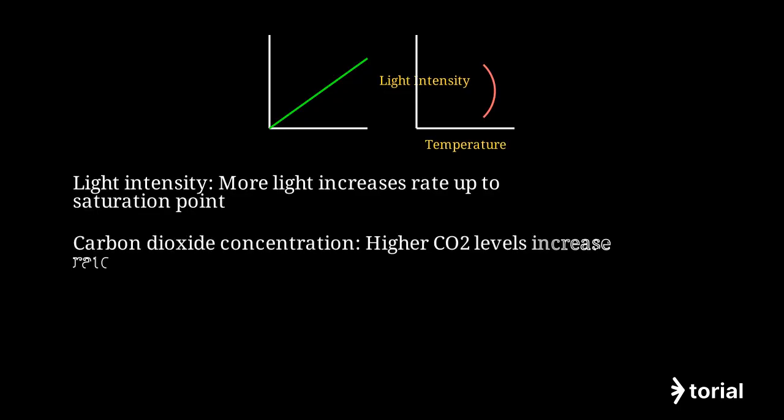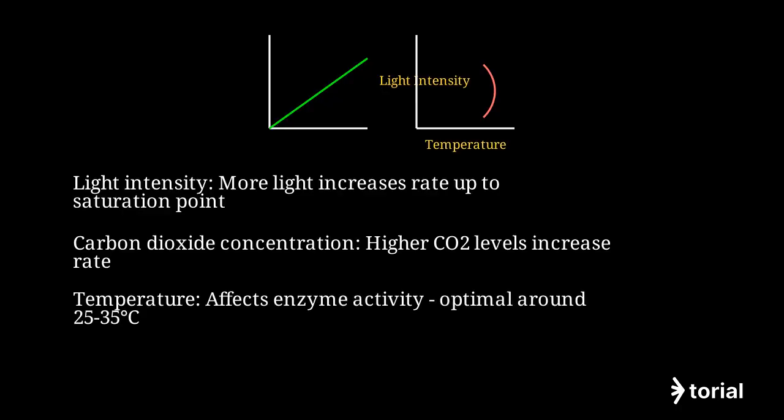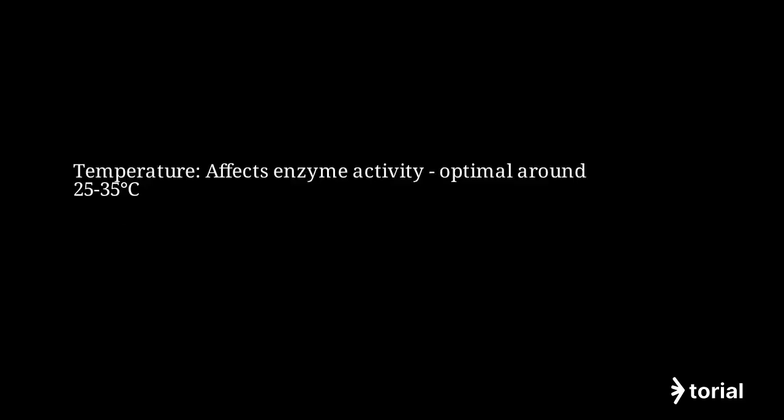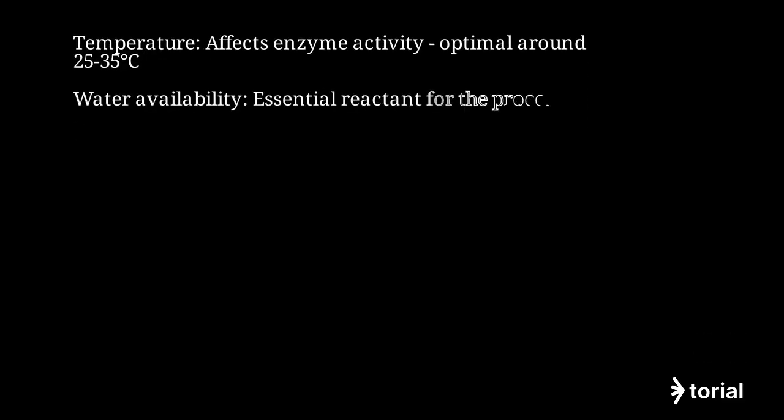Higher carbon dioxide concentrations provide more raw material for the Calvin cycle, increasing the photosynthesis rate. Temperature affects the enzymes involved in photosynthesis, with optimal rates typically between 25 and 35 degrees Celsius. Water availability is crucial, as it's a key reactant, and water stress can significantly slow down photosynthesis.